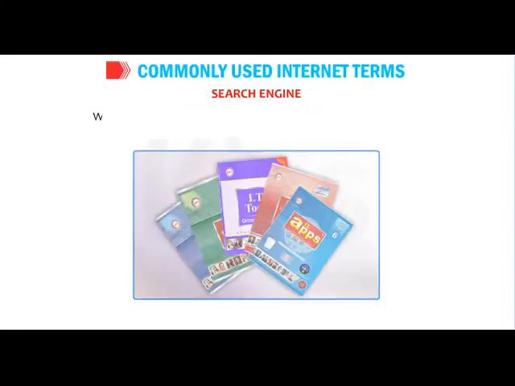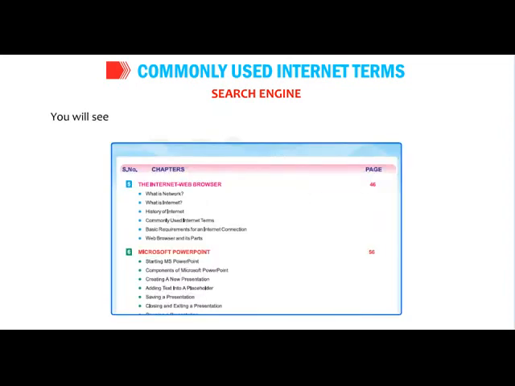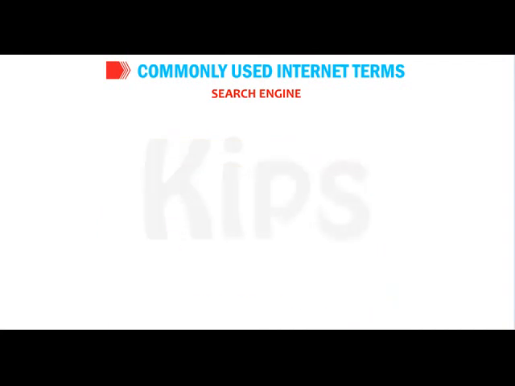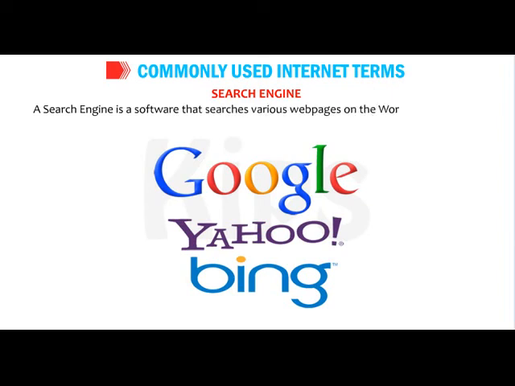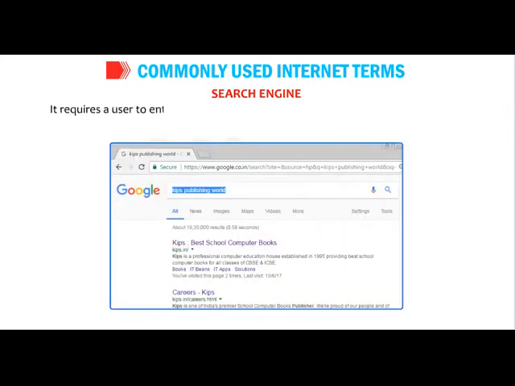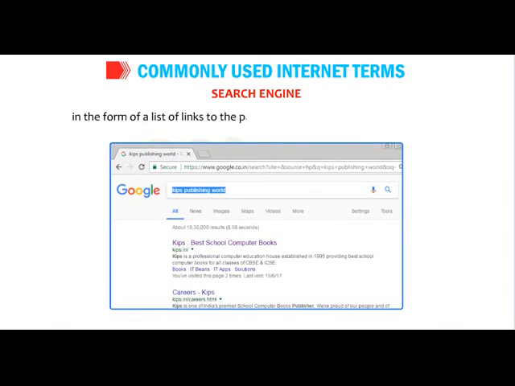Search engine. What will you do if you have to find a particular chapter in a book? You will see the index, find out the page number, and then directly open that page. Similarly, to look for any information on the internet, search engines can be used. A search engine is a software that searches various web pages on the World Wide Web for a particular information. It requires the user to enter a keyword related to the information to be searched and displays the search results in the form of a list of links to the pages on which the keywords are found.